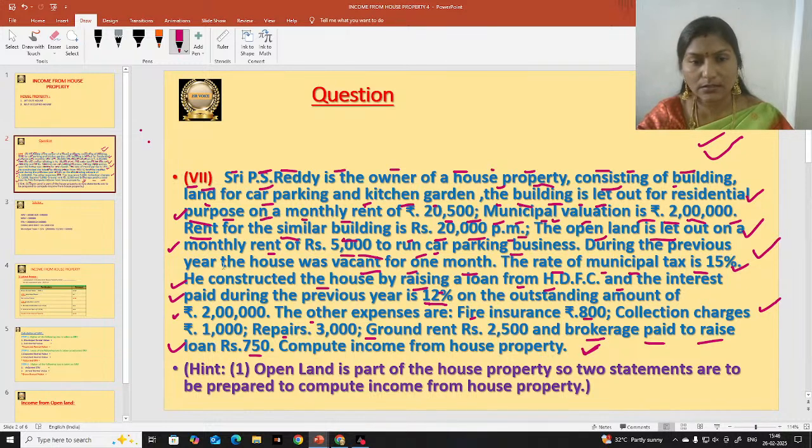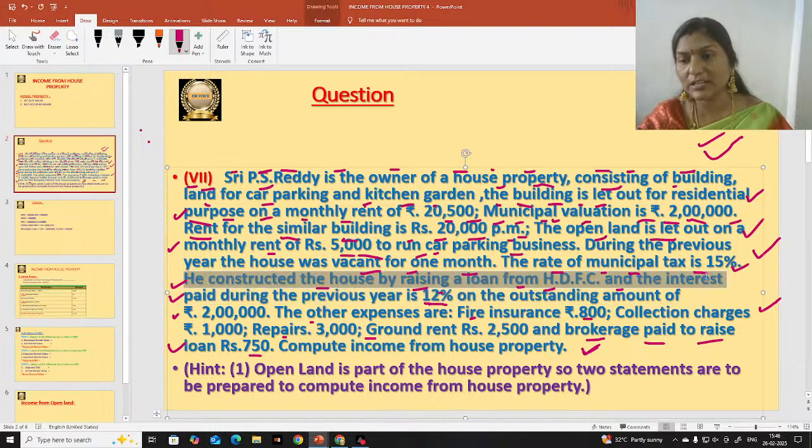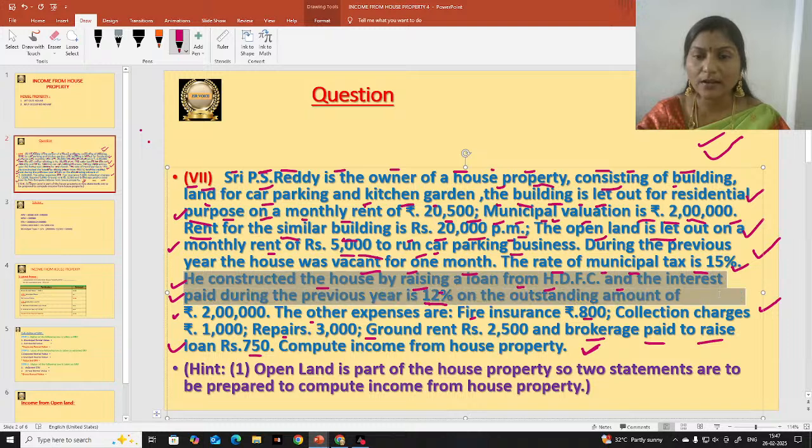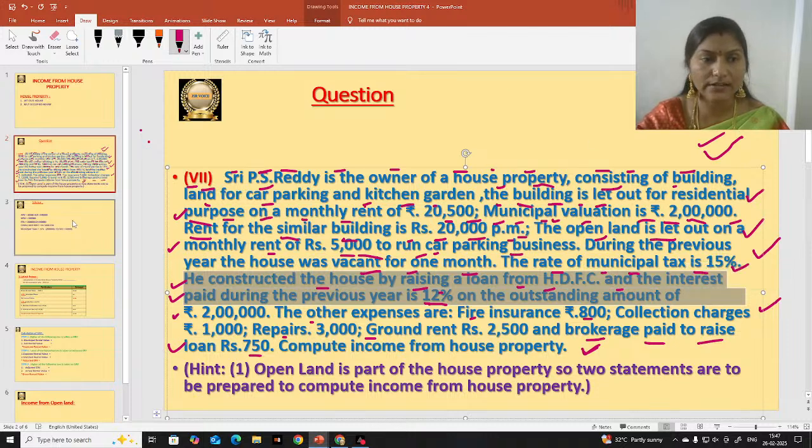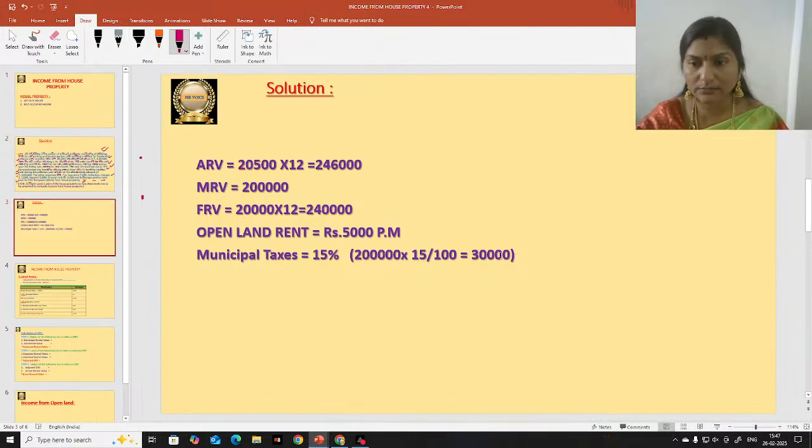Next one is he constructed the house by raising a loan from HDFC. So he has taken the loan from HDFC bank, and interest paid during the previous year is 12%. So what is the interest rate? 12%. So interest on loan is 12%.